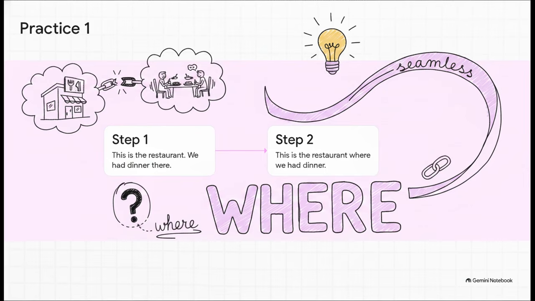Okay, so we have a place and an action that happened at that place. Which glue do we use for places? You guessed it, the relative adverb where. In step 2, we fuse them together. This is the restaurant where we had dinner. Boom! We completely eliminated the clunky word there and created one seamless, beautifully structured sentence.